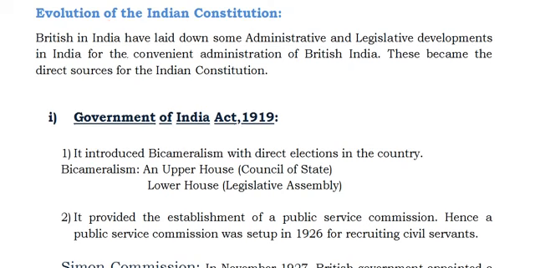So before getting into that, we know that India has been ruled by the British for almost four centuries. And the British in India, for their administrative convenience, laid some acts and legal developments in India. These become the direct sources of the Indian Constitution.